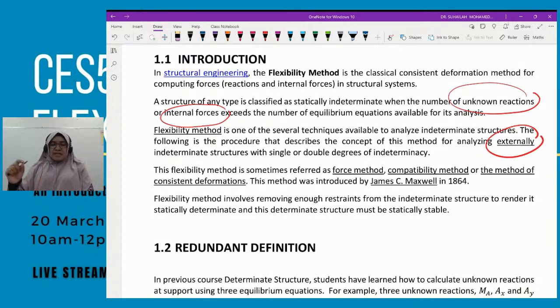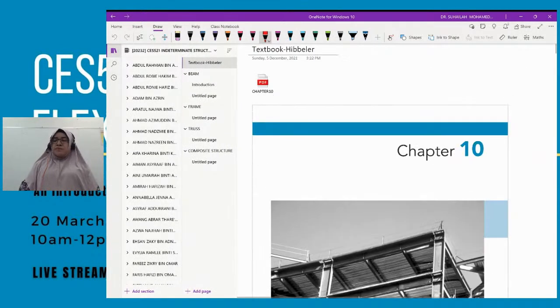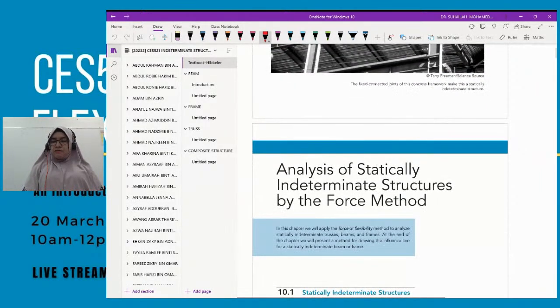Okay, this flexibility method is sometimes called as force method. Force method is another name of flexibility method. That is why if you refer to the chapter in the textbook under chapter number 10, okay, it is called as force method. Okay, external force. We calculate reaction from external force. It is force. Redundant is force.